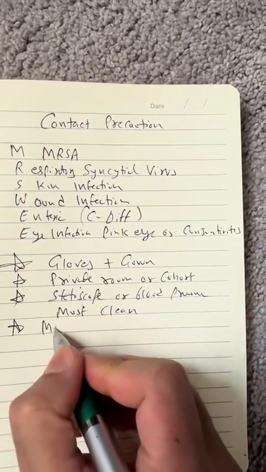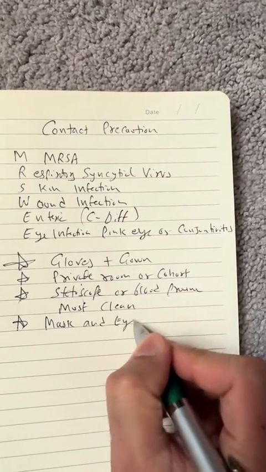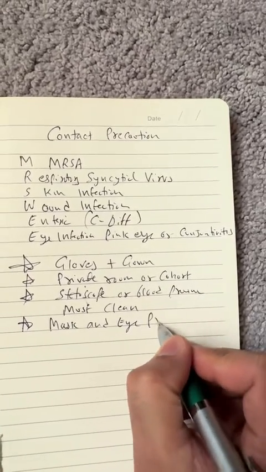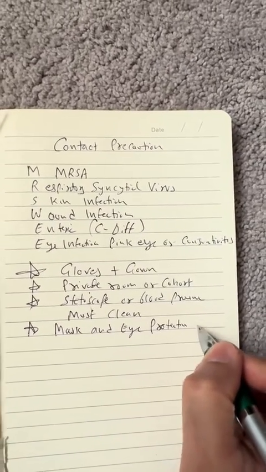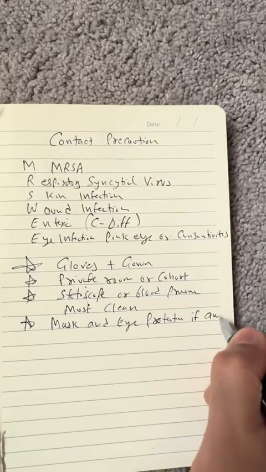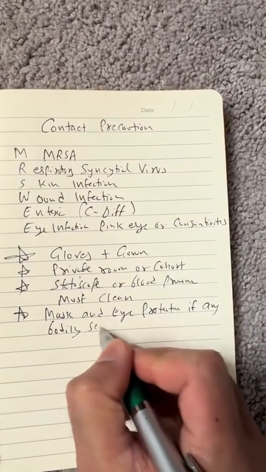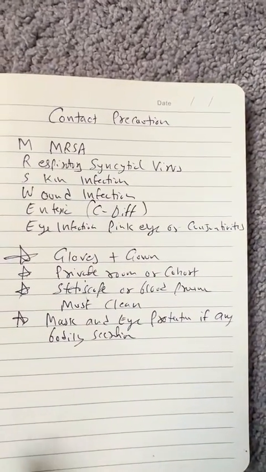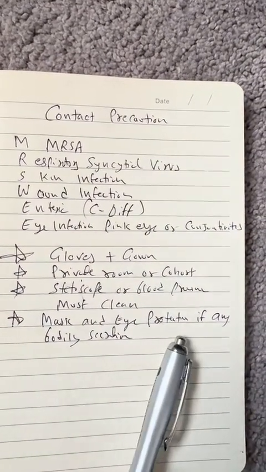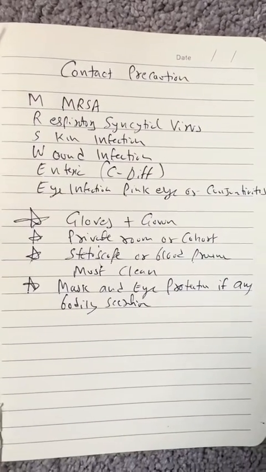Also, mask and eye protection. If the patient has any bodily secretion, you must also wear mask and eye protection. So that is what comes under contact precaution.